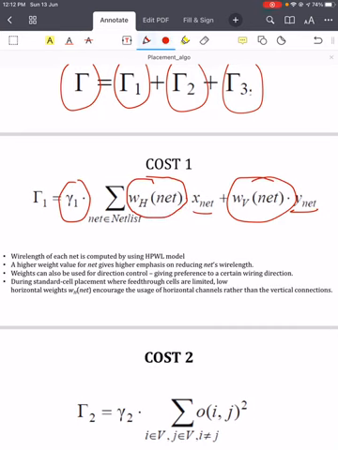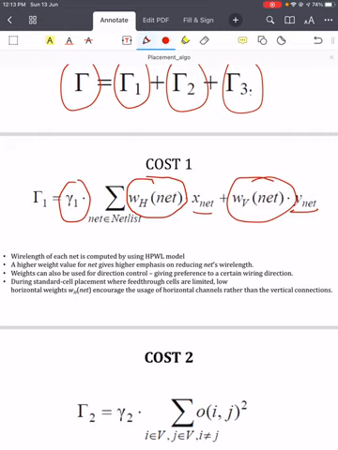Giving two different weights, one on the horizontal span and one on the vertical span of HPWL. A higher weight value for a net gives higher emphasis on reducing the net's wire length, right? And weights can also be used for direction control, giving preference to a certain wiring direction. So that's the main reason.